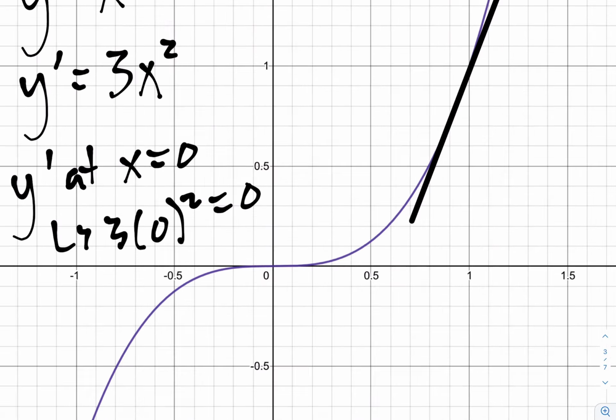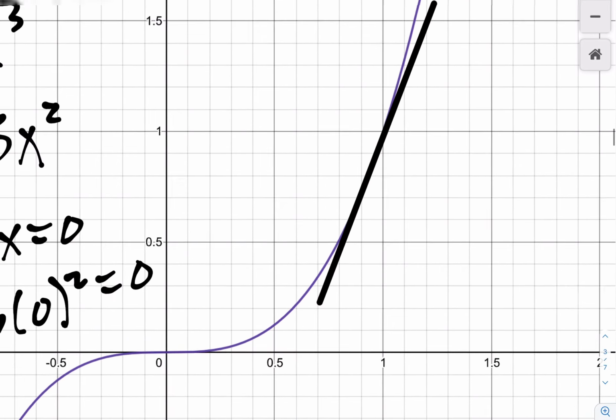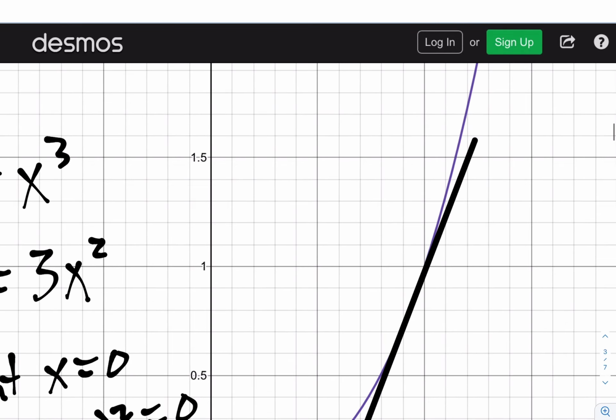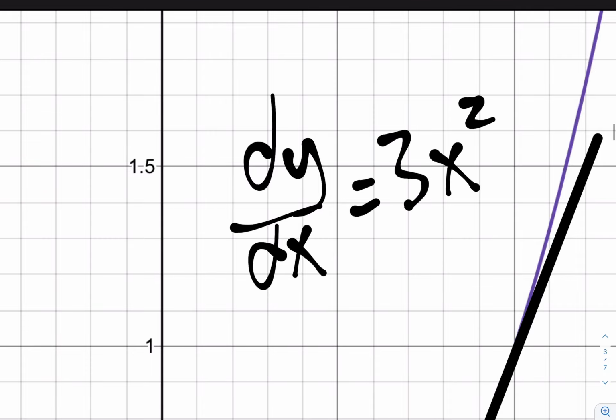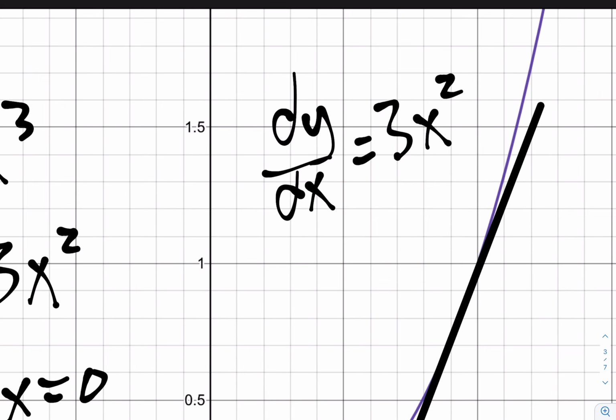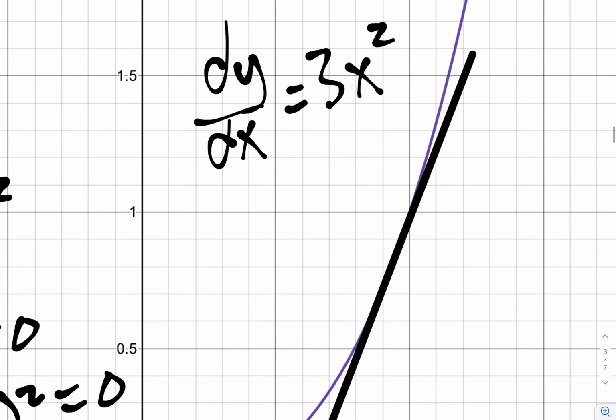Okay, what about this point right here that we were originally looking at? Well, we know that, I'll write dy by dx this time, just for some different notation, is 3x squared. Well, at x equals 1, it's just going to be 3 times 1 squared, which is 3.